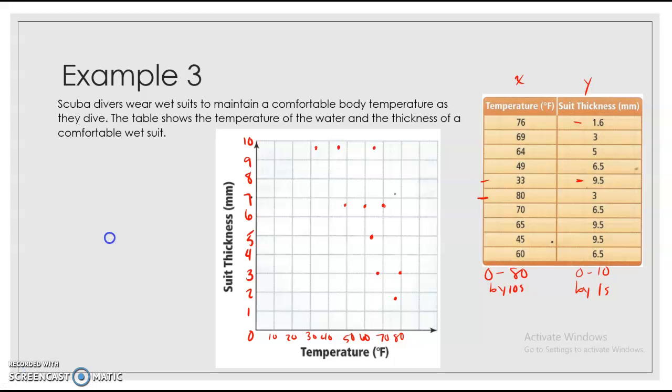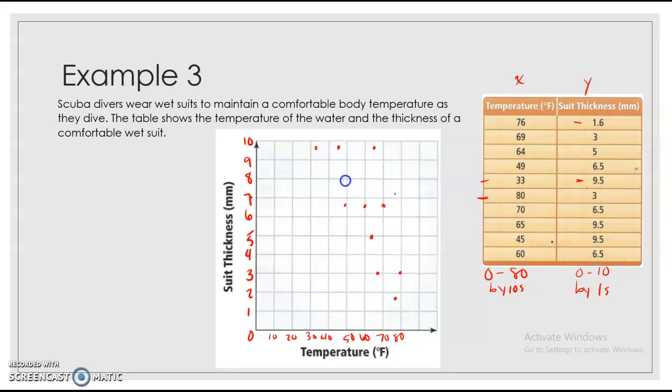All right, so I went ahead and graphed the points based on the table. Again, our points are the 76, 1.6, the 69, 3, the 64, 5. And so I went through and I graphed those. Because each box doesn't represent one, there is some estimating going on, but we now have a visual representation of what's in the table. And so this gives us an idea of what's clustering together and any trends that we can see. And so that is how you graph a scatter plot.